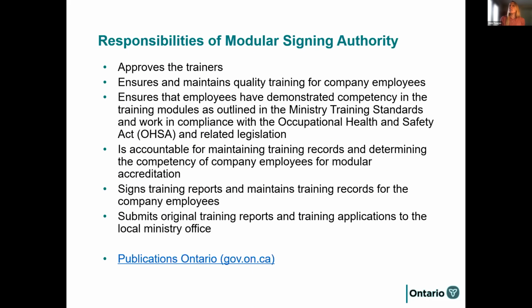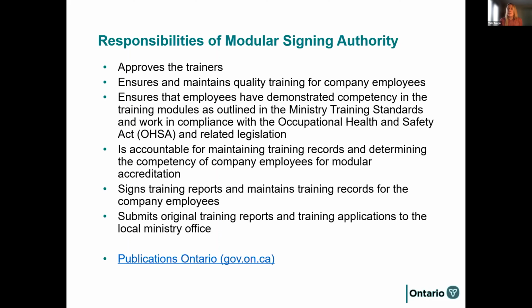The responsibilities of a modular signing authority. So one of the most important things that has to be done is they approve the trainers to train the employees at that specific site. They ensure and maintain quality training for the company employees, and they ensure that the employees have demonstrated competency in the training modules as outlined in the ministry training standards and work in compliance with the occupational health and safety and related legislation.